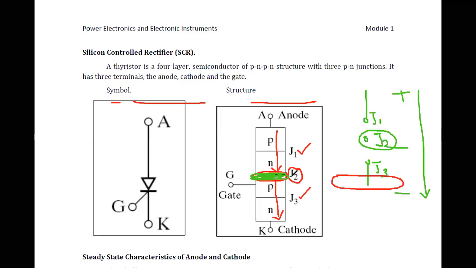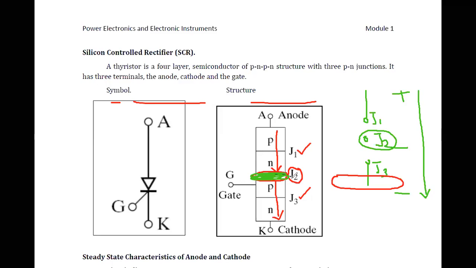So therefore we call it that it is in the forward blocking region. Junction J2 is blocking my voltage flowing from anode to cathode. Now, just to make my electrons flow from anode to cathode, what I will do is I will break the junction J2 completely.